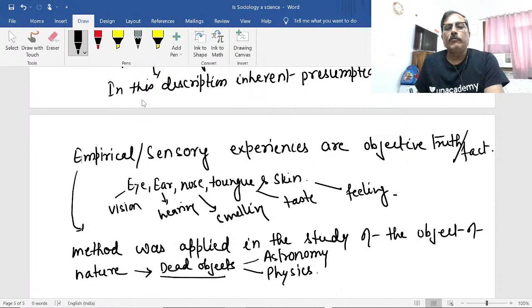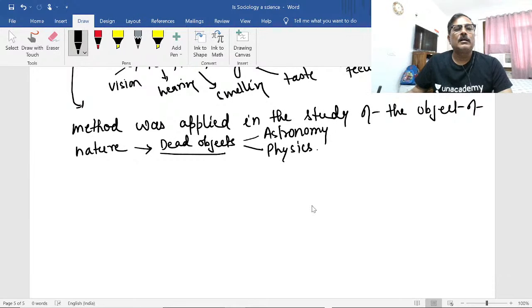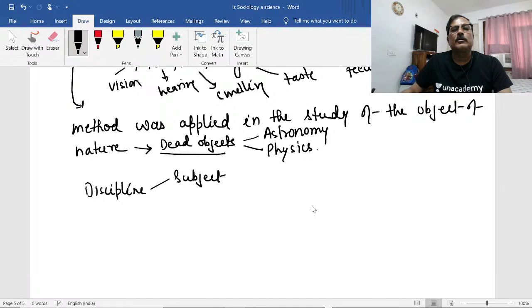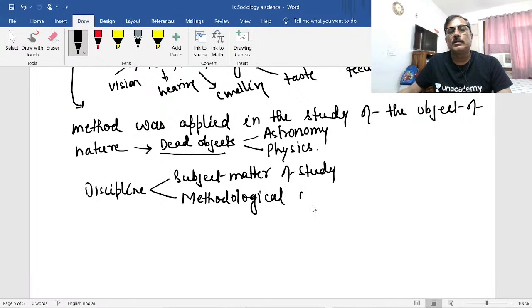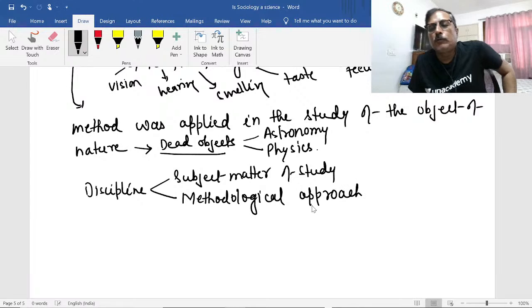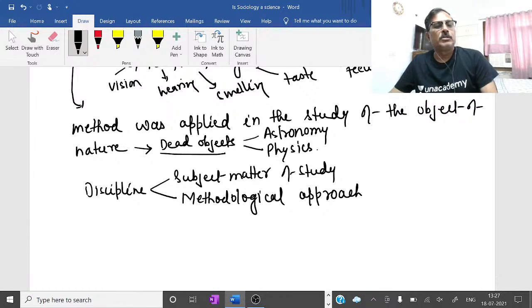Now, when we say astronomy and physics, they are not methods, they are merely disciplines. And a discipline needs two things to be clarified. First, what is the subject matter of the study? And then, for a discipline to be acknowledged, it has to speak clearly about the methodological approach, that is, what methodology one is going to apply in the study.